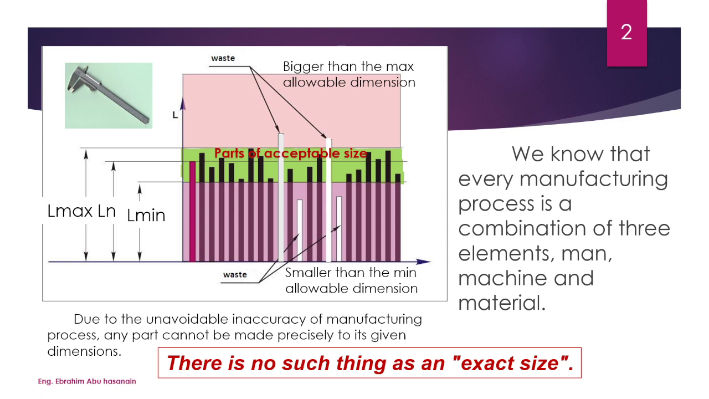Here we have two parts bigger than the maximum allowed dimension, and two parts smaller than the minimum allowable dimension. These parts are waste. The other parts we can use in our production. And then we come to the fact that there is no such thing as an exact size. When we talk about a length of 50, in real life it's not exact 50. It's plus, minus. Let's go further.